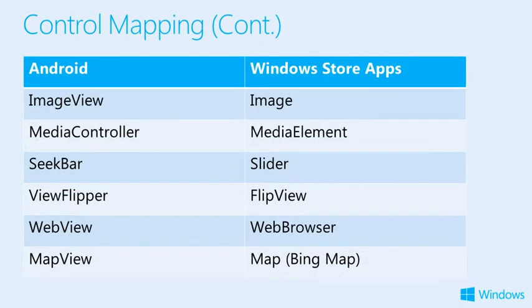Again, image control is similar to image view. It can be used to show bitmap, PNG or JPEG format files, or streams. Media element is equivalent to media controller. It controls the playback of video and audio. Slider is like seek bar, which allows users to select from a range of values. Flip view is a substitute for view flipper. It's used to display and flip items one by one. Web browser is like web view. It's a web host for HTML content. Map control is comparable to map view. The difference is that map control uses Bing Map instead of Google Map.